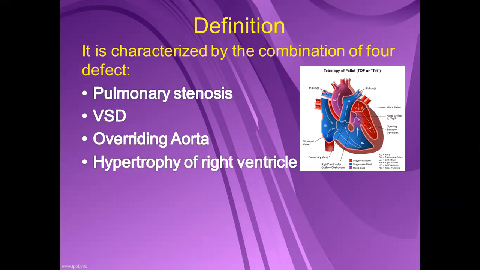The next, overriding of aorta. The aorta is overriding and present at the center of the ventricles, particularly between the right and left ventricle. So due to this, what happened? Due to the overriding, the blood from the right ventricle as well as from the left ventricle is pushed towards the aorta. So the blood will get mixed together. So due to this, the pure oxygenated blood supply will not be present.